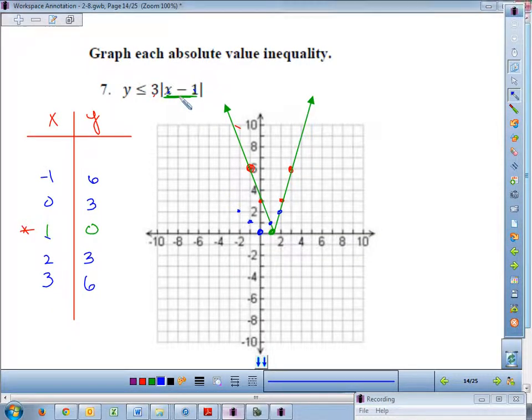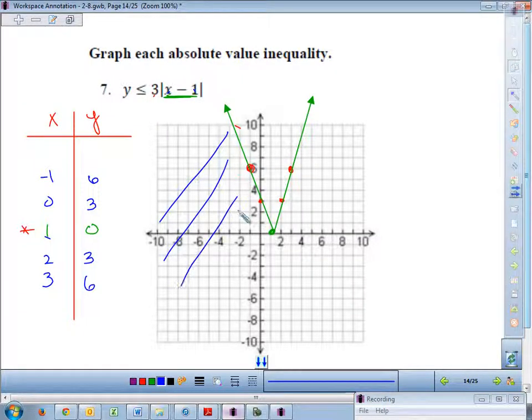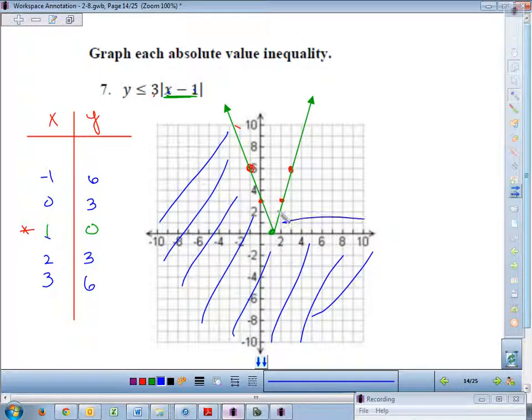Didn't it stretch vertically by a factor of 3? The thing is, though, we're still not done with this problem because it was an inequality, meaning we got to shade. Where would you shade in relation to that V, since y is all by itself? Above the V or below the V? So, below the V.